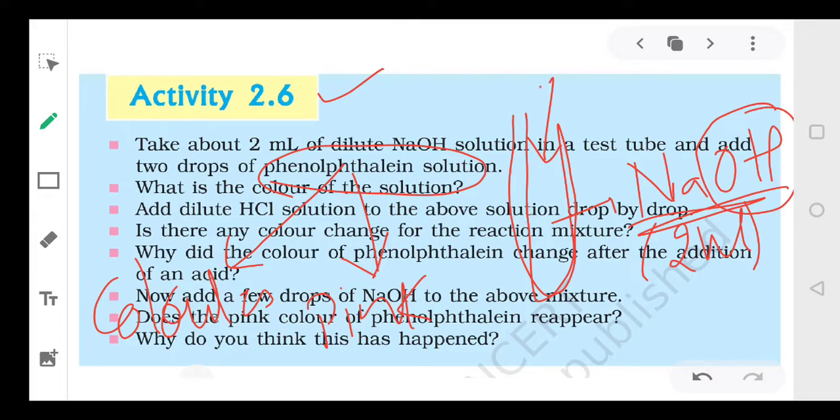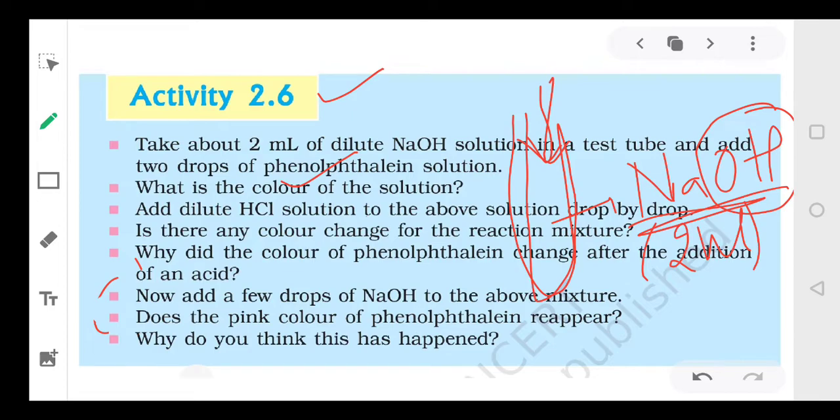So जब हम phenolphthalein डालेंगे, what will be the color of the solution? Right, it will turn pink. So the solution will turn pink. Okay. So if you look at your activity, यहाँ पर देखिए color पूछा गया है. What is the color of the solution? So the color of the solution is pink.